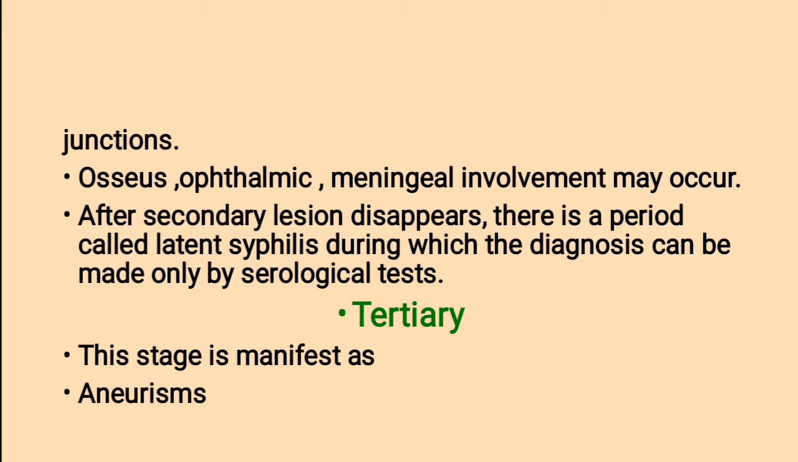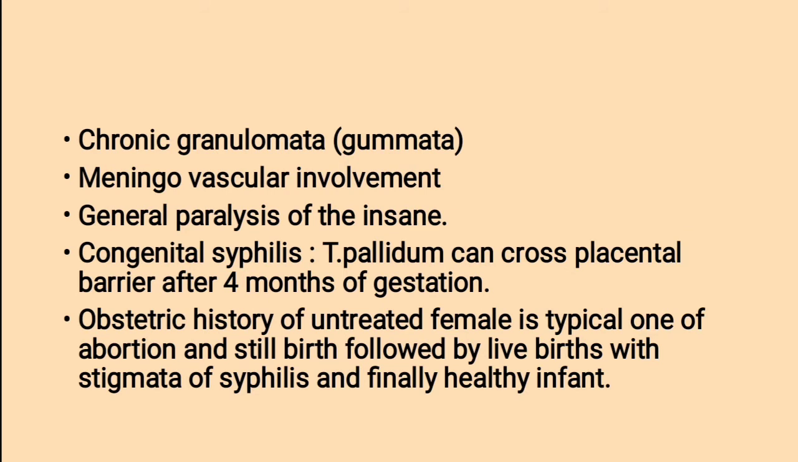This stage manifests as aneurysms. Aneurysms means swelling of the arterial wall. Chronic granular matter is known as gummata. Gummata means growth of pink fleshy tissue, forming ulcers. Then meningovascular involvement, general paralysis of the insane.